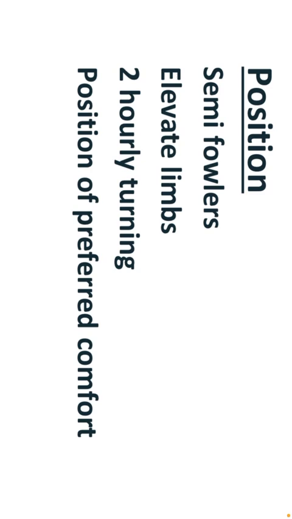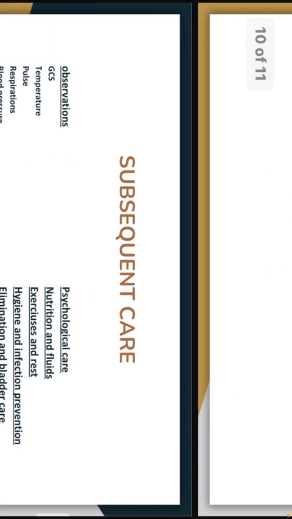So for a patient with PPH, you nurse them in semi-Fowler's position. Secondly, you elevate the limbs so that you promote venous return by force of gravity. Because when the limbs are not elevated, knowing that the blood pressure is low, this might cause pooling of blood in the lower limbs and the patient might have swollen limbs. Also, 2-hourly turning, which is very important. And lastly, you can nurse the patient in their position of preferred comfort subsequently. With that said, ladies and gentlemen, we move to our last set of headings.